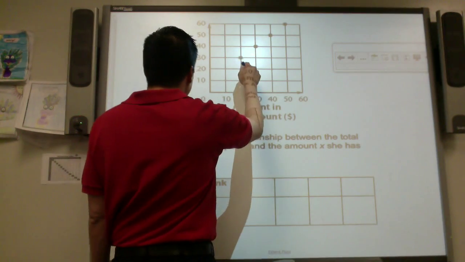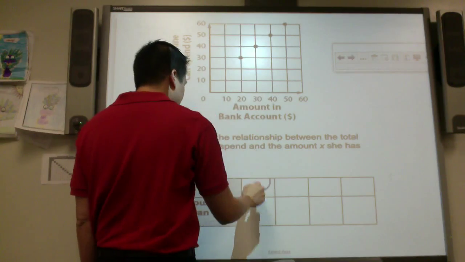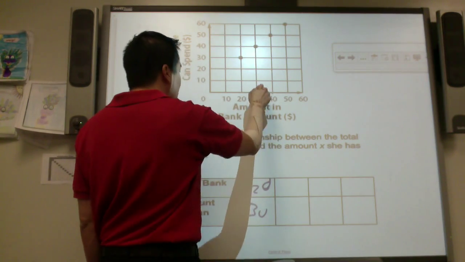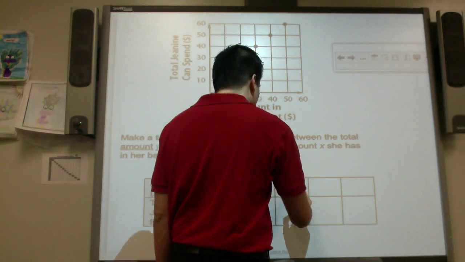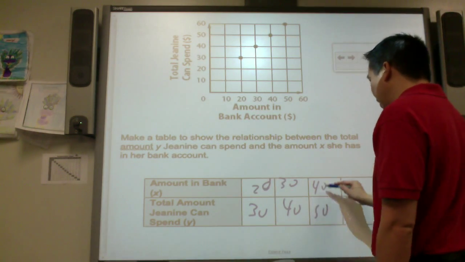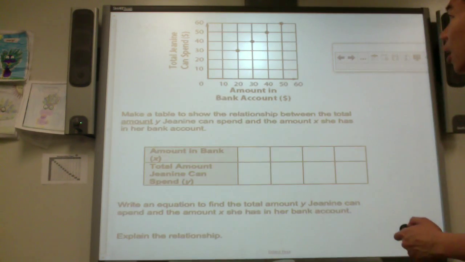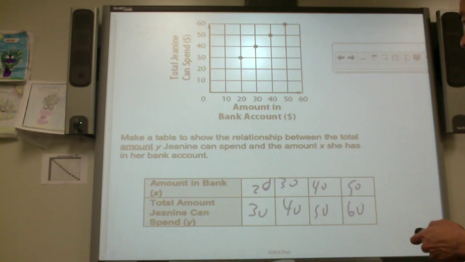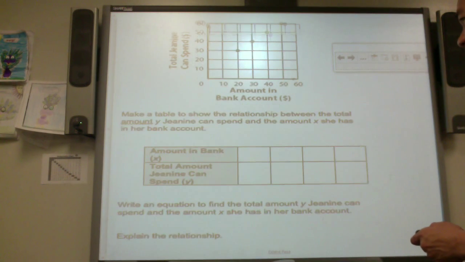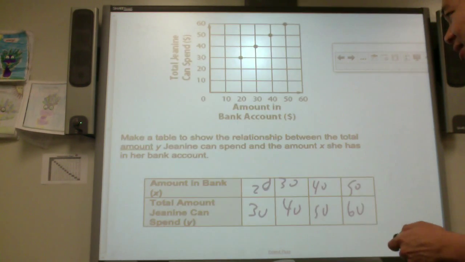So this is $20 in her bank account. She can spend $30. This one, she has $30 in the bank account, she can spend 40. This one is 40, she can spend up to $50. So here, $50, she can spend $60. So we make a table.